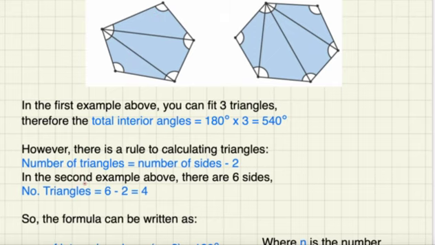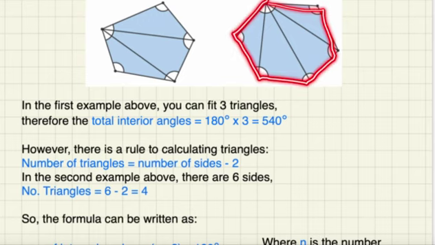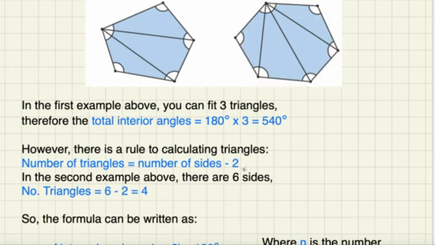So in this second example that we have here, let's count the number of sides. So there's 1, 2, 3, 4, 5, 6 sides. And then if we apply this rule, number of sides minus 2, then it'll be 6 minus 2, which equals 4. How many triangles can we fit in there? Well, over here, look, we can see there's 1, 2, 3, 4. So the rule really holds up.